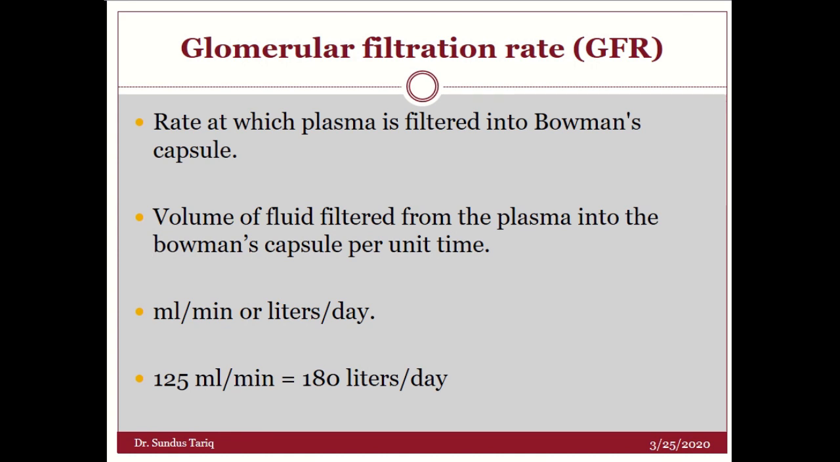So how are we going to define the glomerular filtration rate? Up till now, we have been discussing simply the glomerular filtration. Now, what is glomerular filtration rate? It is the rate at which plasma is filtered into the Bowman's capsule per minute, or we define it as the volume of fluid filtered from the plasma into the Bowman's capsule per unit time. So per day, the glomerular filtration rate is about 180 liters, and in a minute, it is 125 milliliters.